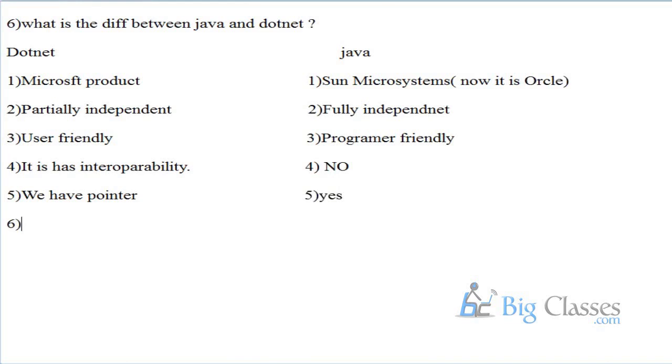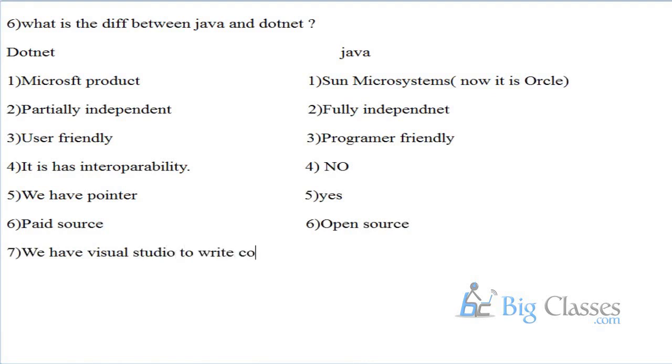Sixth one. Yeah. And .NET is a paid source. One second, I will come back to you. Paid source, and Java is open source, which is a free download. And in .NET, if you want to write the code, we have Visual Studio. Only one software, Visual Studio, to write the code.